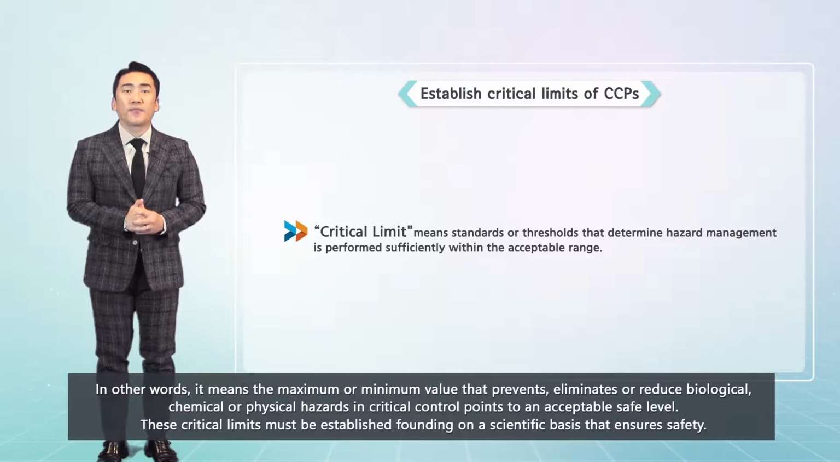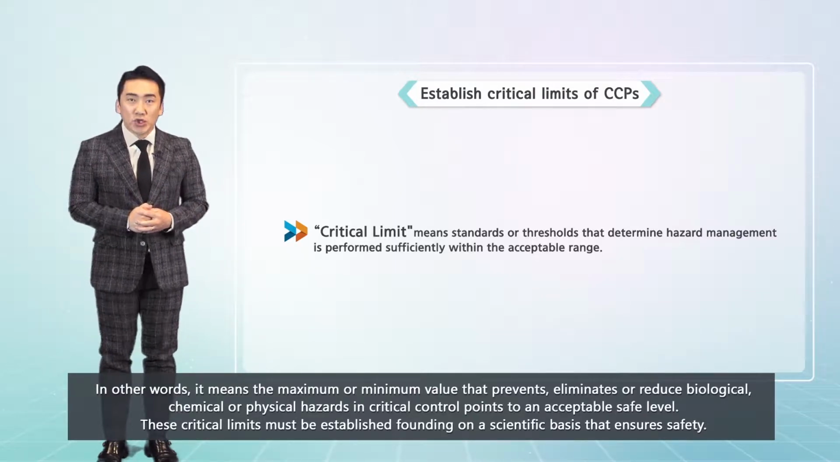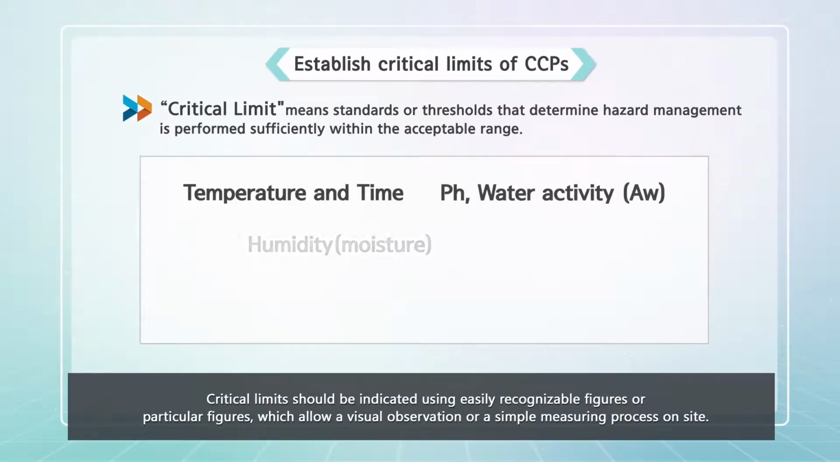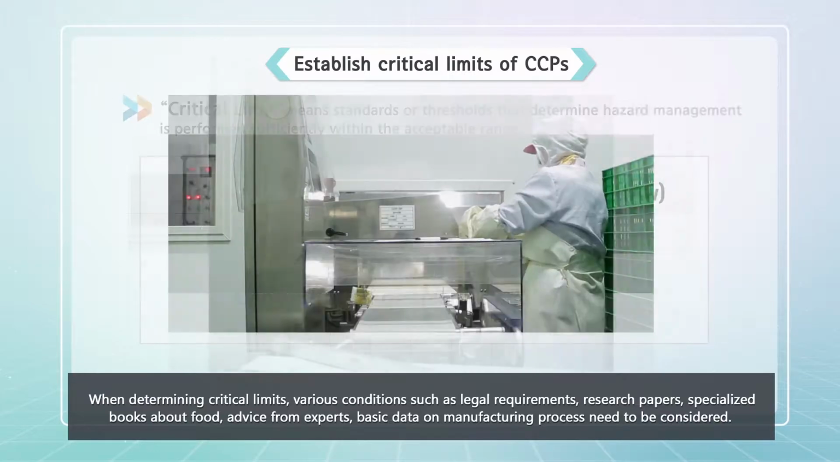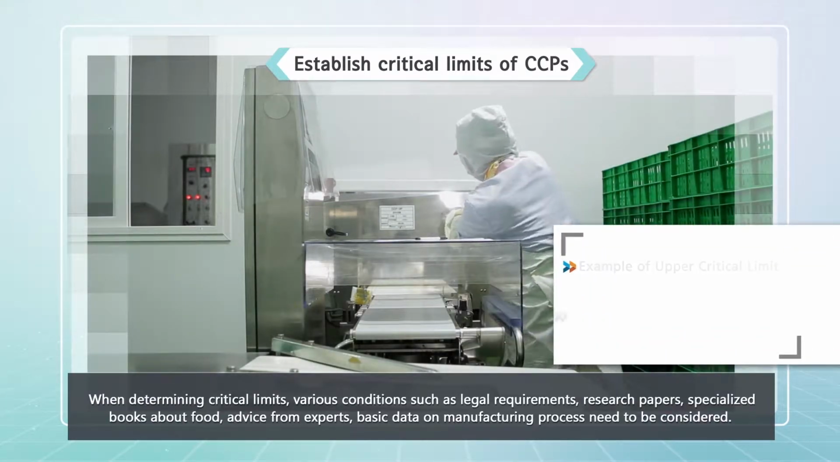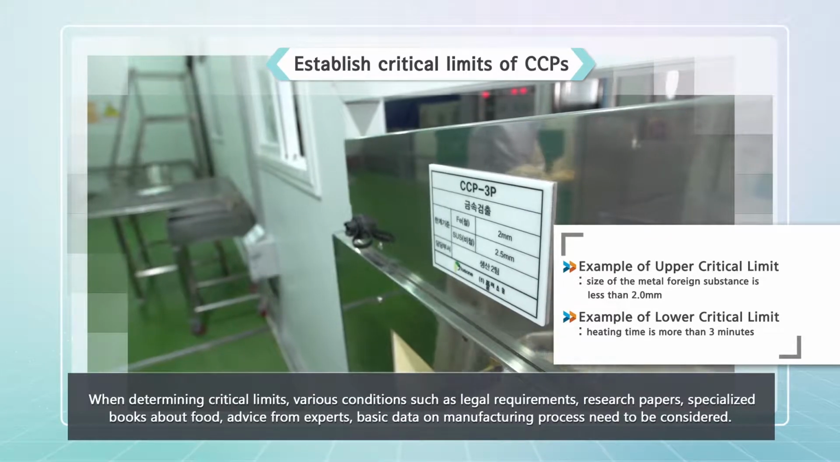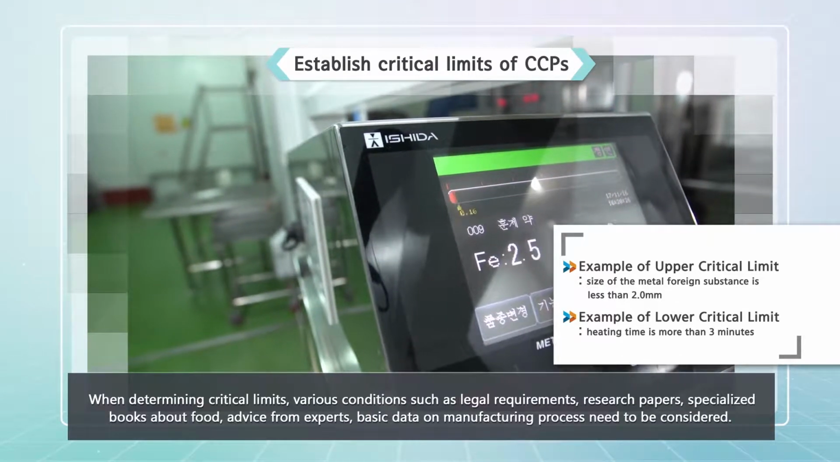These critical limits must be established founded on a scientific basis that ensures safety. Critical limits should be indicated using easily recognizable figures or particular figures, which allow a visual observation or a simple measuring process on site. When determining critical limits, various conditions such as legal requirements, research papers, specialized books about food, advice from experts, and basic data on the manufacturing process need to be considered.